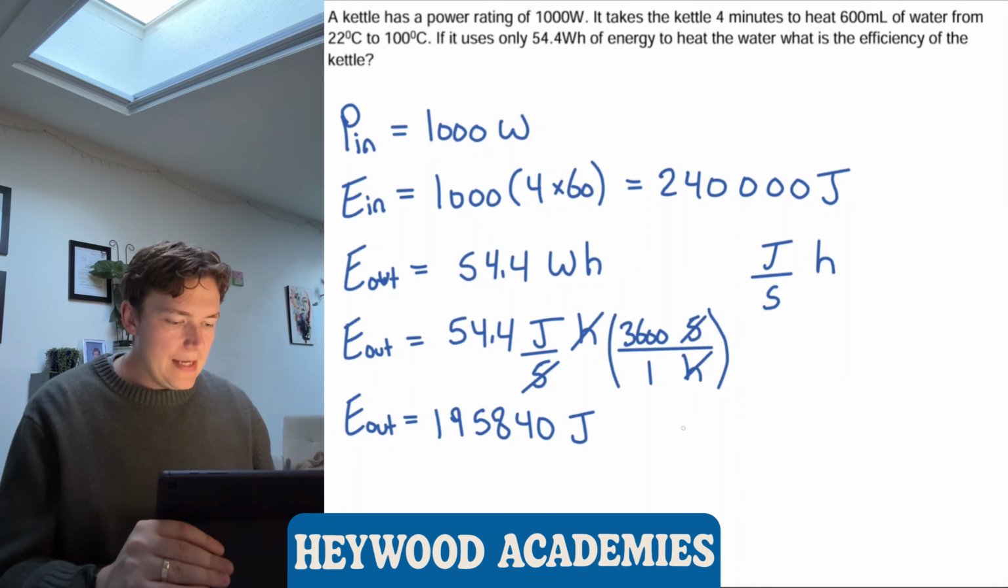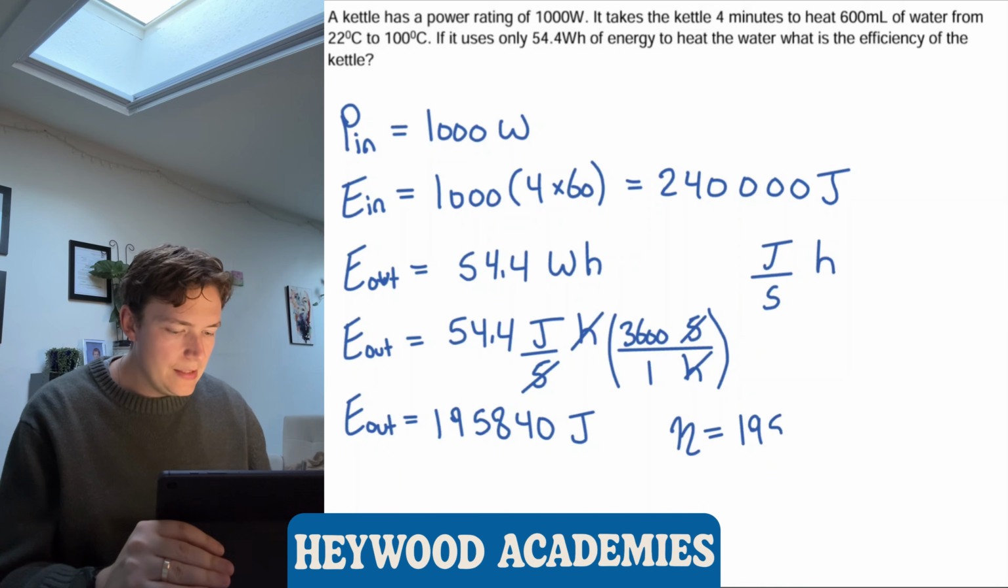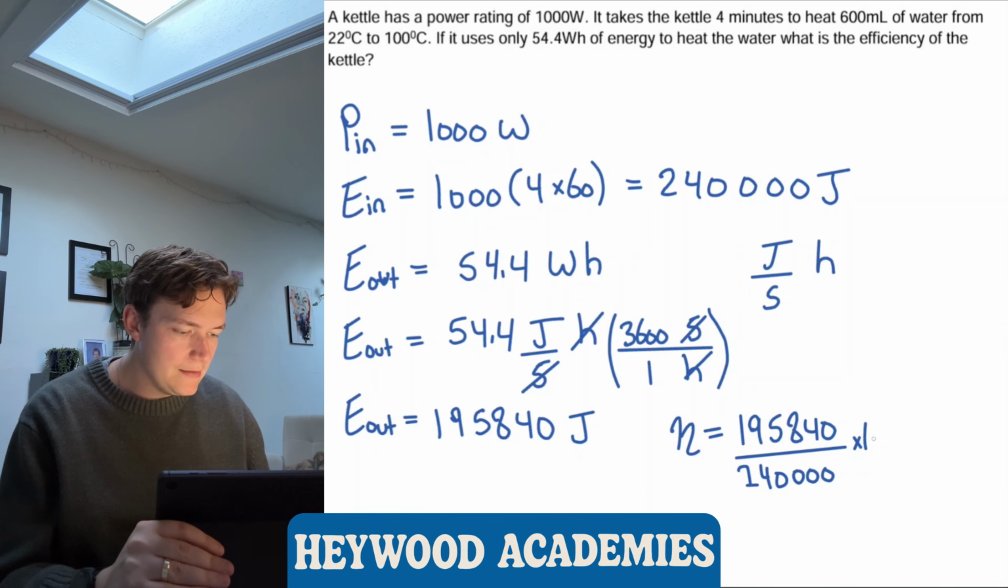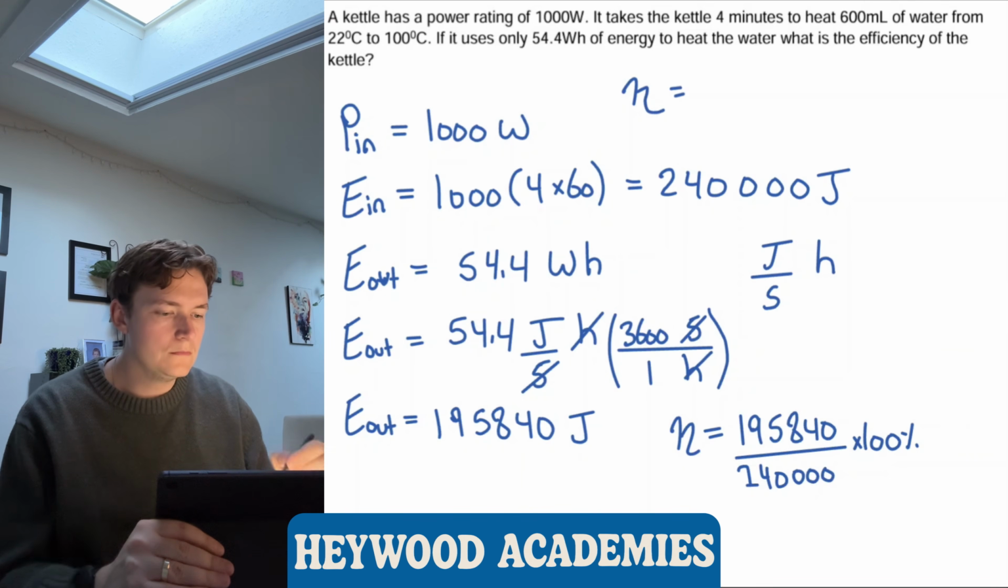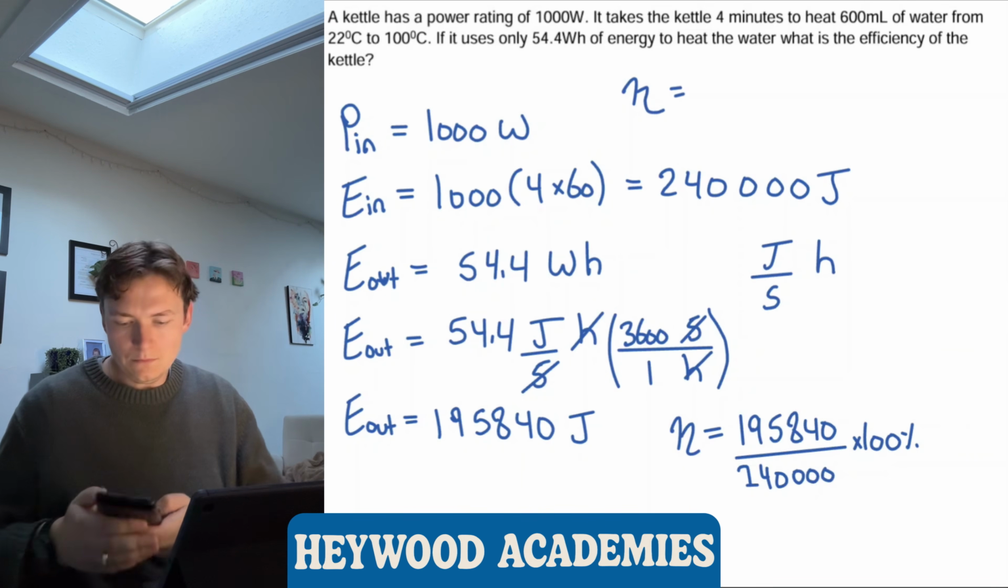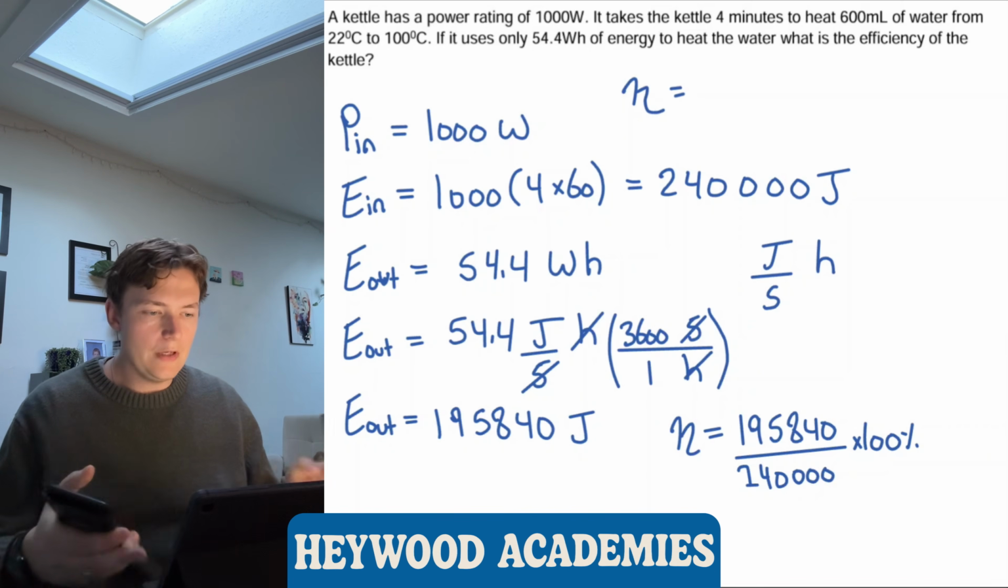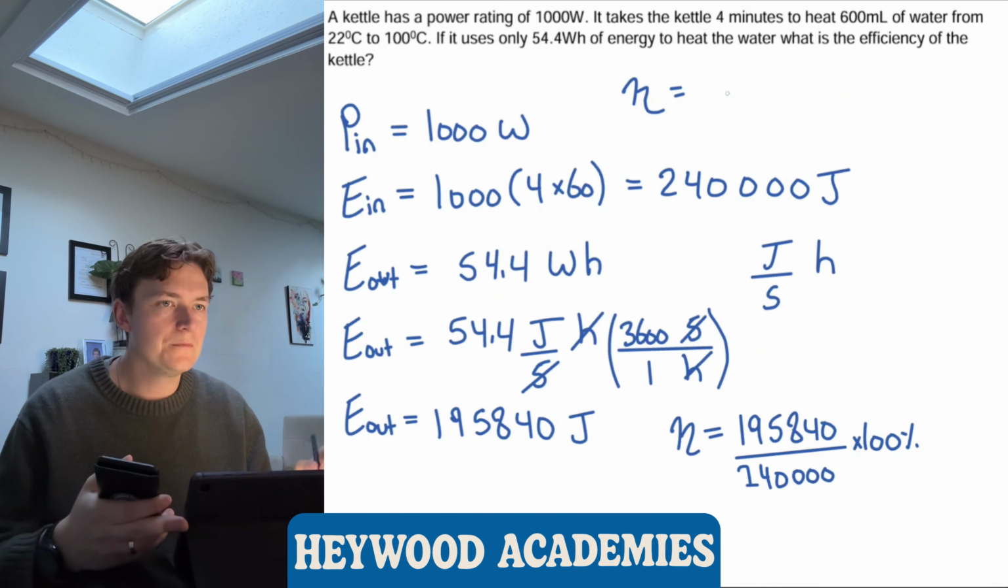Okay, so all that, so that now we can do our efficiency calculation. So the output that we get, that number that we just calculated, divided by the input, times 100%, sorry. Alright, so we get about 81.6%.